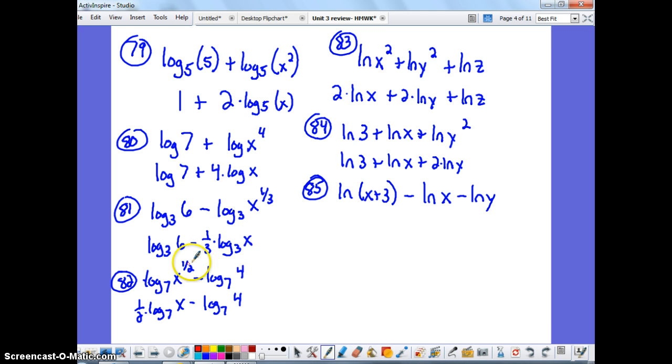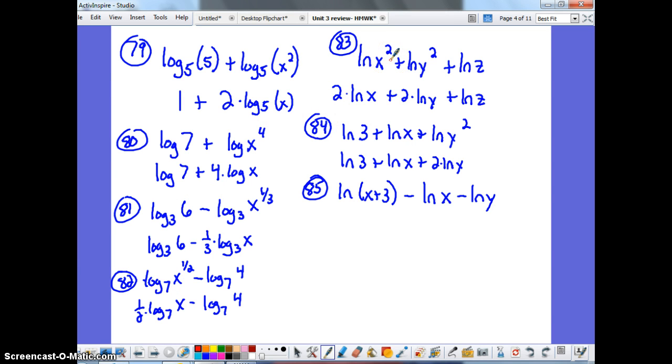82, very similar, but this time the square root on the top is x to the 1/2, so log base 7 of x to the 1/2 minus then what was on the bottom, the log base 7 of 4. Bring the 1/2 out to the front, and you get 1/2 log base 7 of x minus log base 7 of 4. So remember, anything that's on the bottom has a minus sign in front of it. When it is a radical, you have to have a fractional exponent, and all exponents go out in front of the logs.